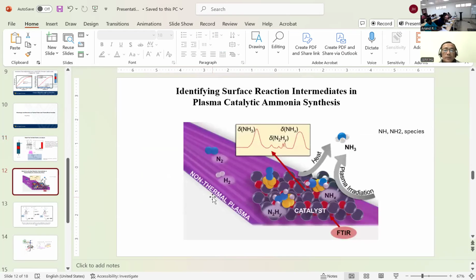And then we talk about in situ measurement like this. So this in situ is very powerful. If you're familiar with in situ FTIR, they can track, by the time they form the ammonia, how many steps they need to go through. So that's the in situ FTIR analyzing.